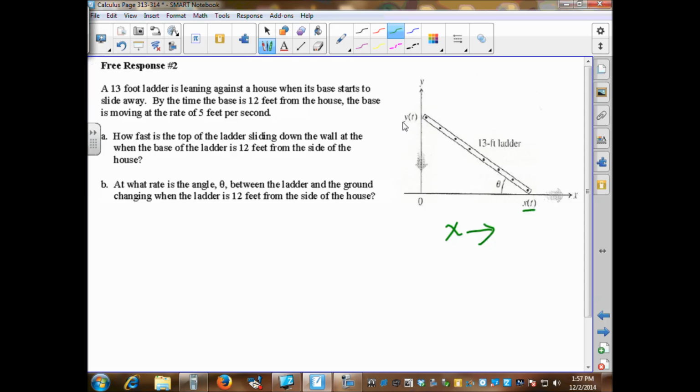And of course we'll call this one y. When it slides away, x is going to be increasing, y is going to be decreasing. It says by the time the base is 12 feet from the house, so in other words, when x is 12, the base is going to be moving away at a rate of 5 feet per second. That means dx over dt is 5.